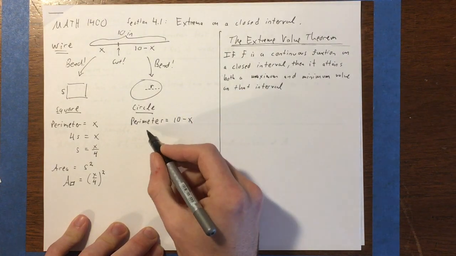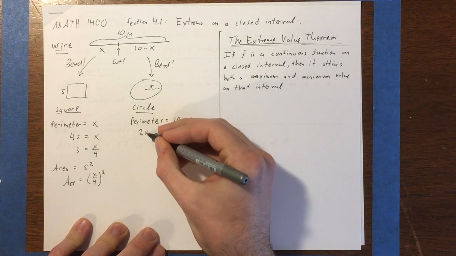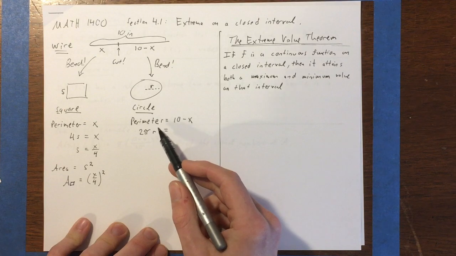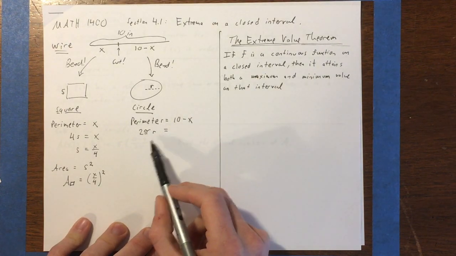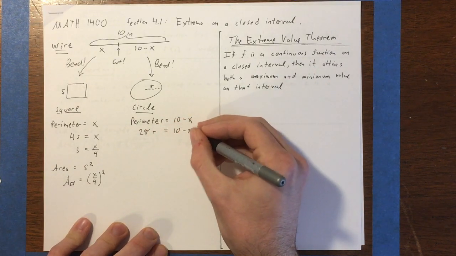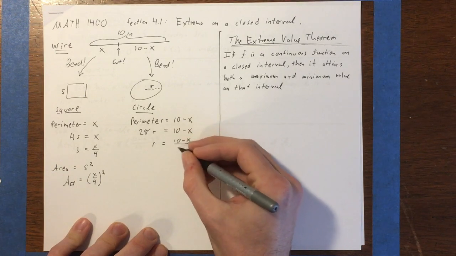And the perimeter of a circle is always calculated in terms of the radius by doing 2 times pi times the radius. Another word for perimeter for a circle is circumference. So you may remember the formula: circumference is 2 pi r, or in other words, pi times the diameter. So 2 pi r is going to be 10 minus x. So now that means r, the radius, will be (10 minus x) over 2 pi.